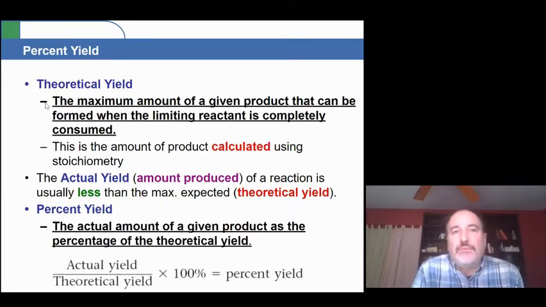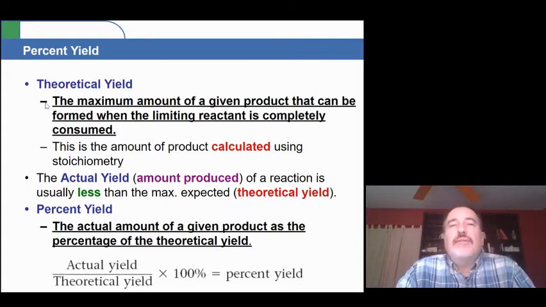The formula that we use, the basic calculation, is very simple. It's what you actually got divided by what you were supposed to have gotten, and then changed into a percent. And remember, when you change a decimal into a percent, you simply multiply by 100, and this percent sign is simply a unit. And that's how you would calculate the percent yield.